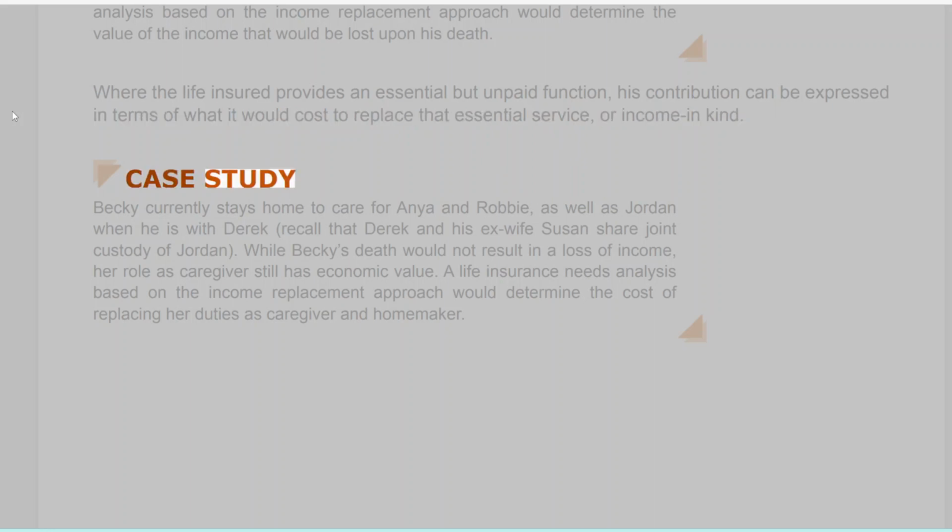Case Study. Becky currently stays home to care for Anya and Robbie, as well as Jordan when he is with Derek. Recall that Derek and his ex-wife Susan share joint custody of Jordan. While Becky's death would not result in a loss of income, her role as caregiver still has economic value. A life insurance needs analysis based on the income replacement approach would determine the cost of replacing her duties as caregiver and homemaker.